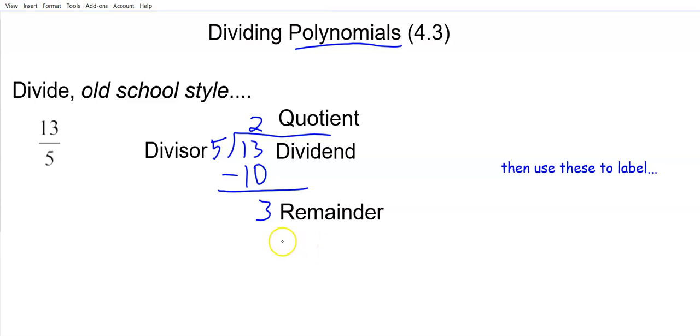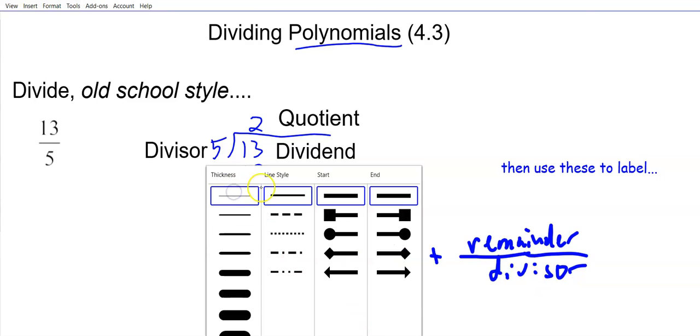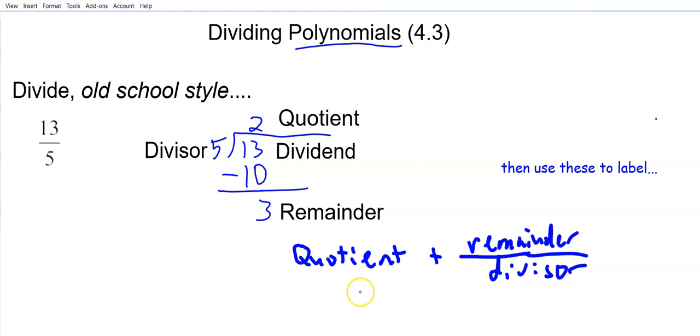I want your answer written in the form of quotient plus remainder divided by divisor. So for this problem, the answer would be 2 plus the remainder, which is 3, divided by 5. In other words, 2 and 6/10, 2.6 is the actual answer.